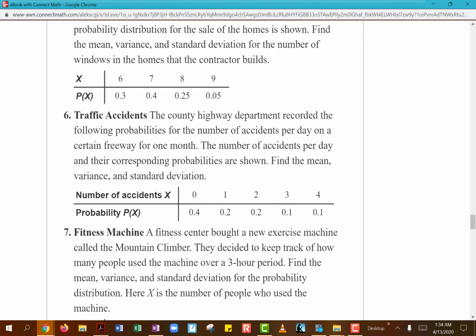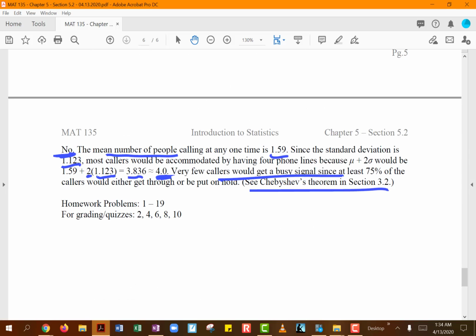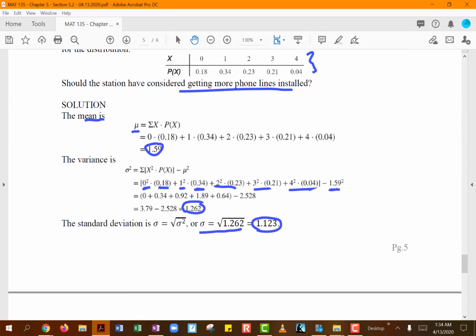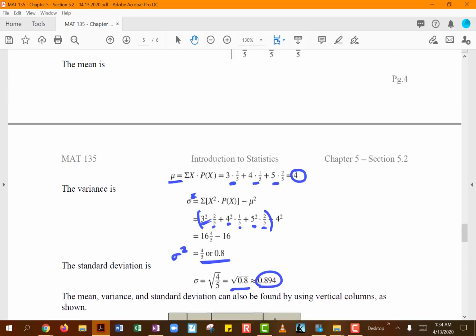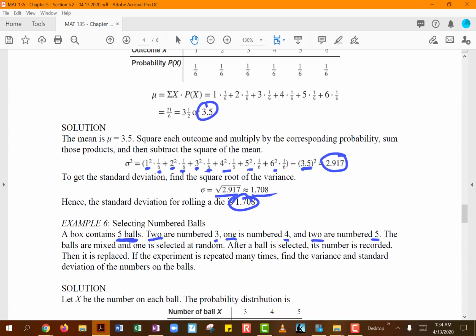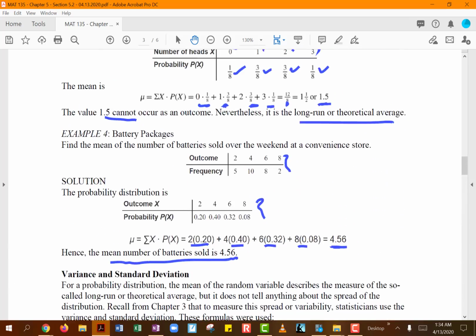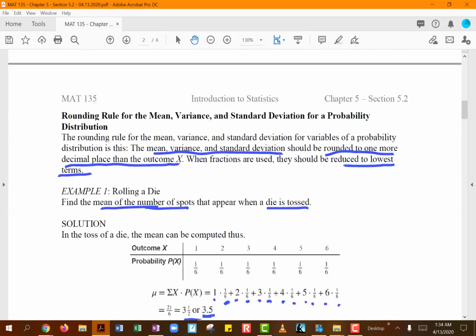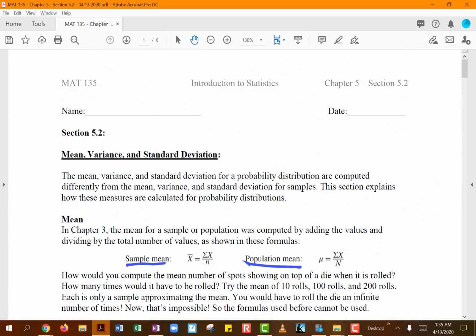So again, this is another example to show you how you can calculate your mean, variance, and standard deviation for a probability distribution. I will have more examples for us to work through in class, but hopefully this gives you a fairly good idea of how we are going to be working through our probability distribution calculations.